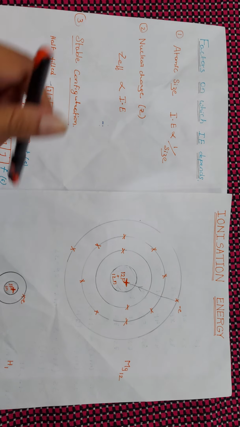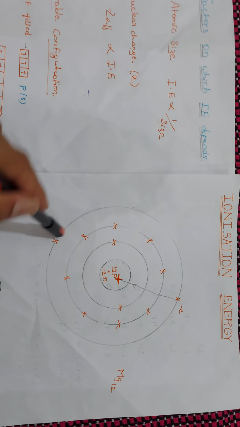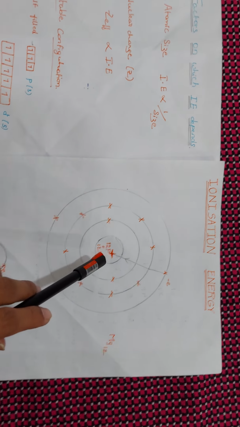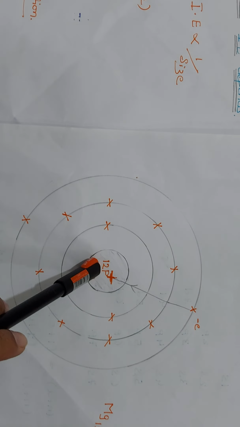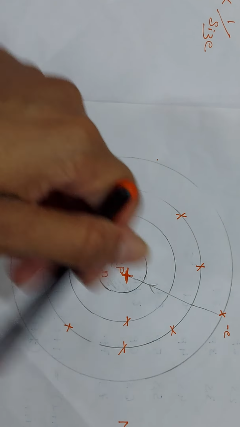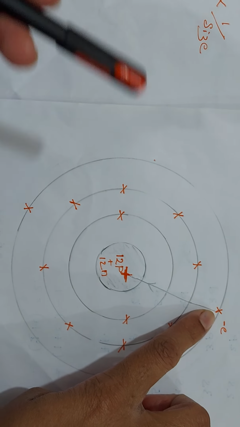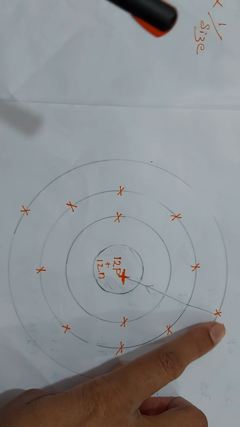Okay, so here I have drawn the structure of magnesium. In magnesium, the charge of the nucleus is plus 12. And the valence electron is in the third orbit of the magnesium. To remove this electron, I have to apply some energy and that is called ionization energy.